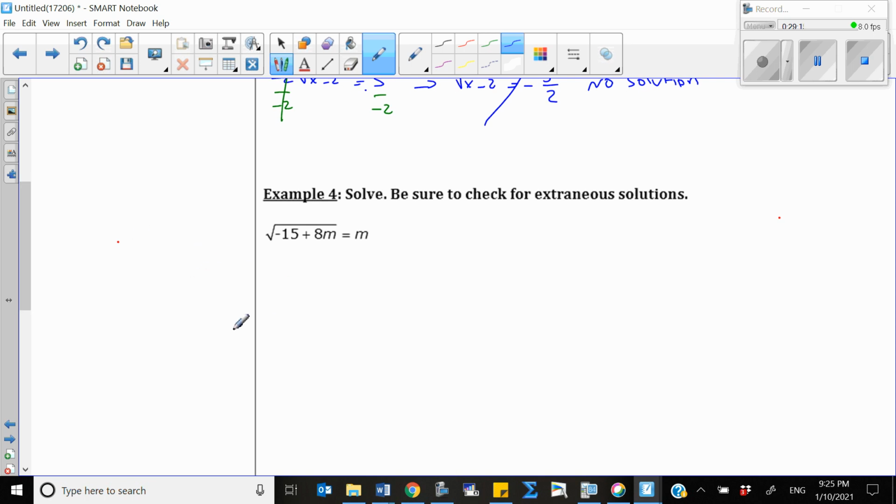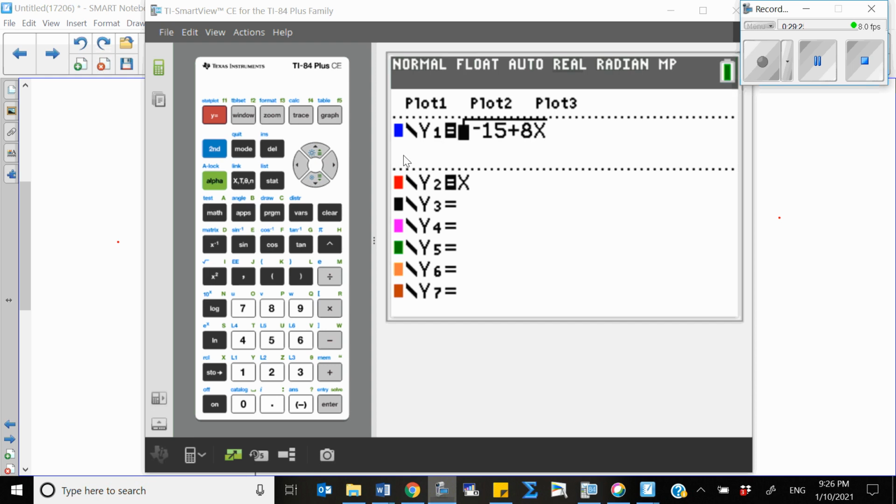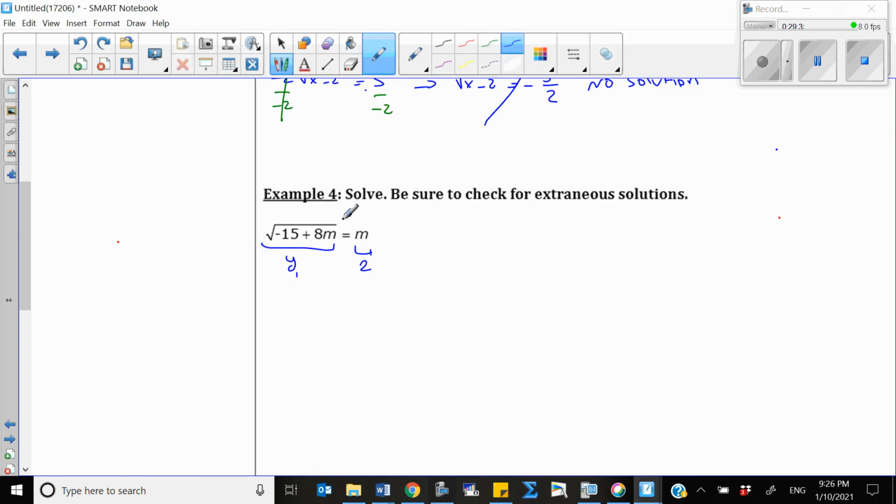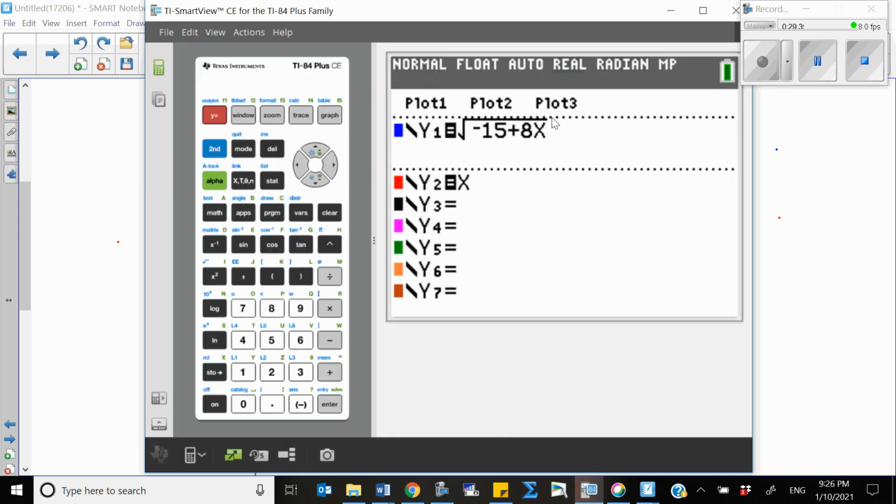Again, I'm going to solve this graphically. So this one to y1, this one into y2. Okay, so as you see, I already did that for you, and we have square root of negative 15 plus 8x. As you see, the equation was m, but we don't have m in our calculator, so instead of m, I just used this variable x. So that's the left side, and the right side was just m, and I entered x here. Now I'm going to graph that.